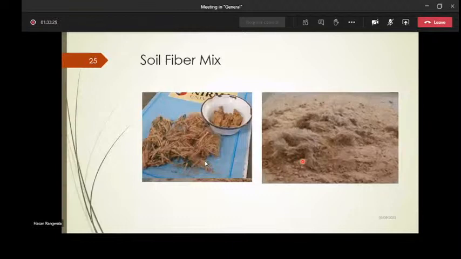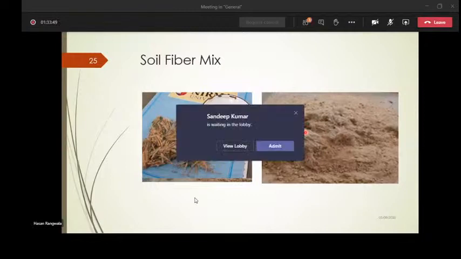So what has been done is, these are the basic fibers which have been taken. Out of this, all the fibers have been split into small pieces, and mixed with the soil in the dried form, and then used for further study.